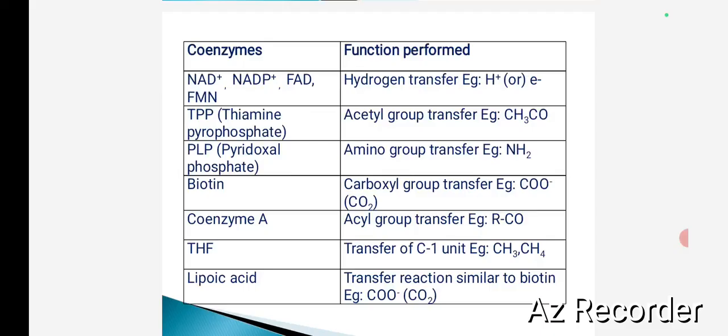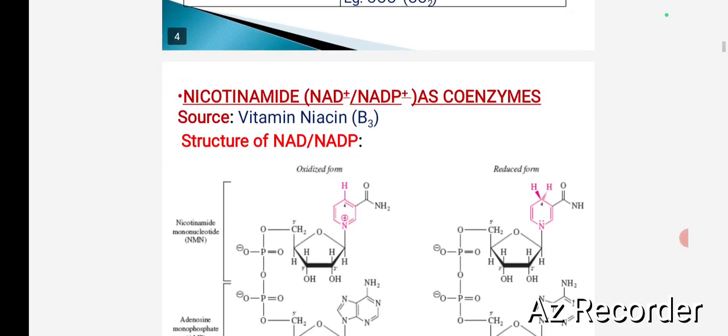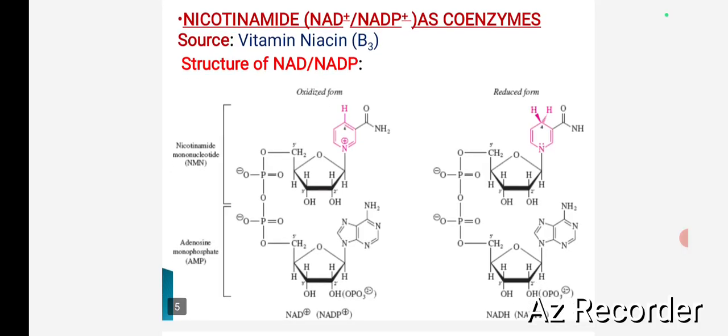Coenzyme A, acetyl group transfer reactions, RCO. THF, tetrahydrofolate, which involves the transfer of one carbon units, for example methyl group. Lipoic acid, which transfers groups in reactions similar to biotin, for example carbon dioxide or COO minus. Now we can discuss each coenzyme in depth.